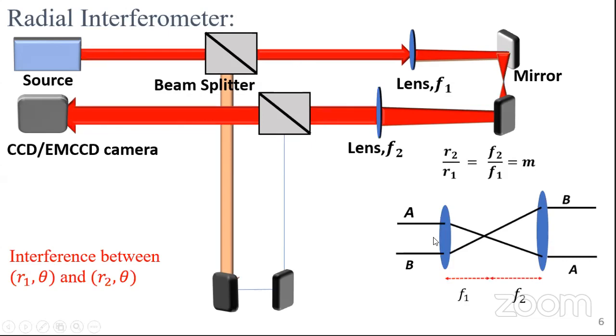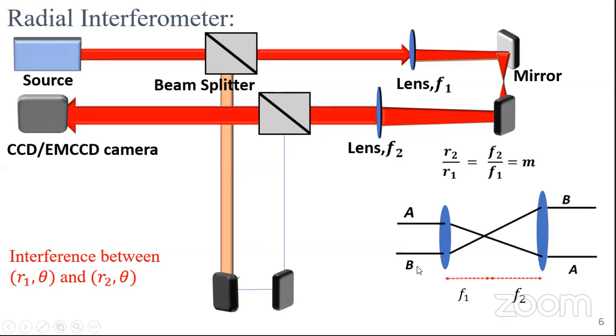But these lenses do not only produce this magnification, they are also inverting the beam. So as you can see over here, the point A is going to A prime over here. So there is an inversion in the transverse plane. And there will be one more inversion, similarly, in the plane that is normal to the plane of your screen. So there will be two inversions in the transverse plane, x goes to minus x, y goes to minus y. So that will change a point at location theta to theta plus pi.